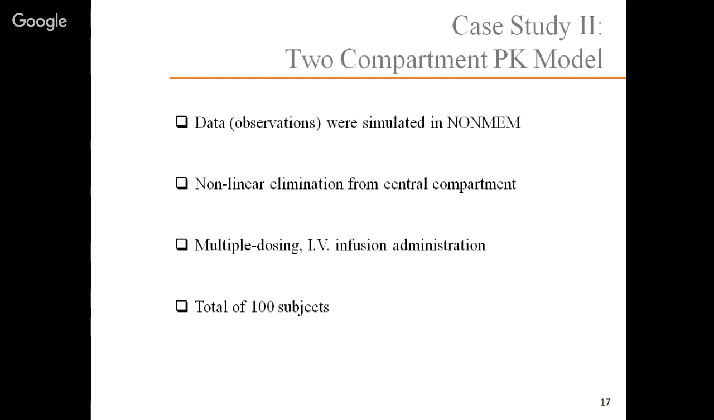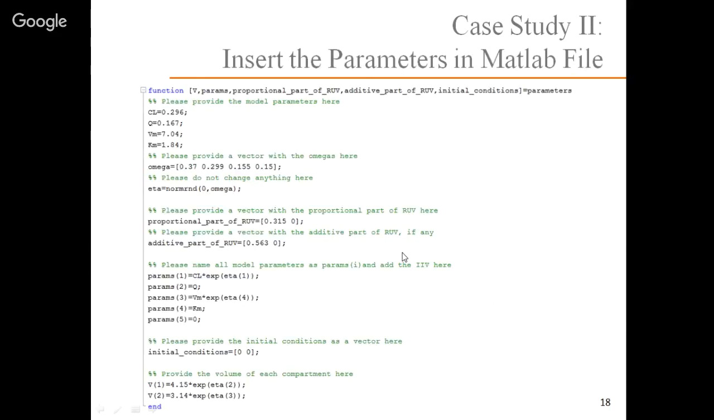This was a 2-compartment PK model. The difference from the previous example was that here we have non-linear elimination from the central compartment, unlike the linear elimination we had before. We have multiple dosing, unlike the single dosing we had before, and only IV infusion administration. So here again, we insert the parameters of the model, the omegas here, the residual unexplained variability of the model. We set up the parameters here with their IIVs or their omegas. We define the initial conditions of the model. And finally, we provide the volume of each compartment of the model.